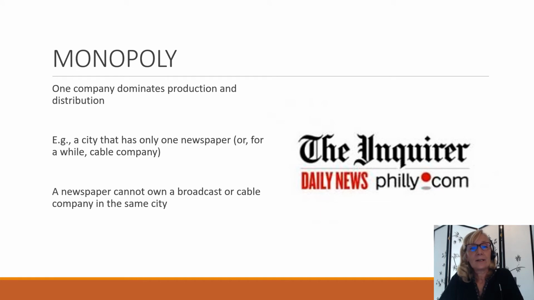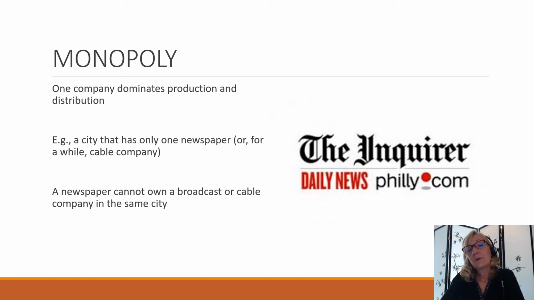So again, it's not unusual for a city to have just one newspaper, but that newspaper can't also be a part of other media companies within that same city. And so the folks that own the Inquirer cannot also own the local ABC station.